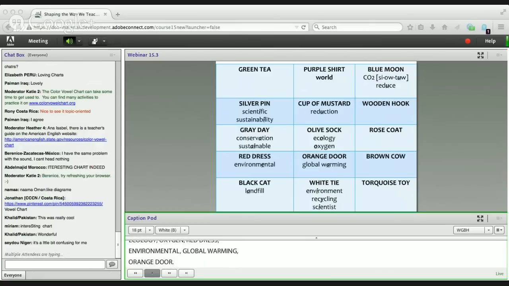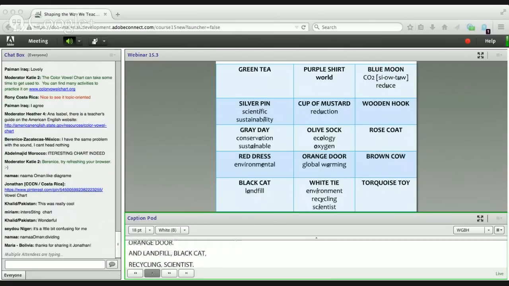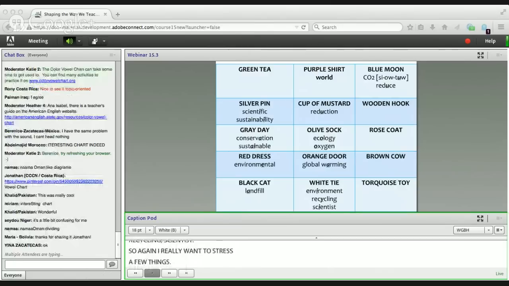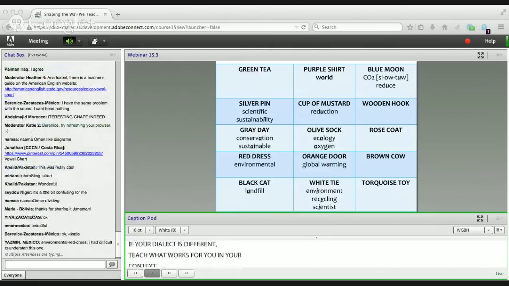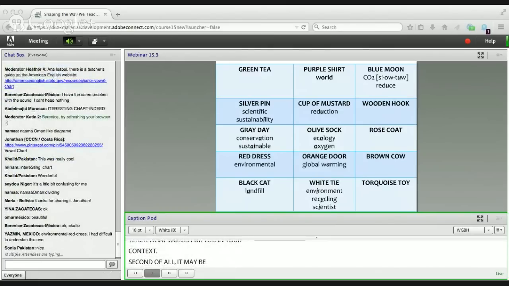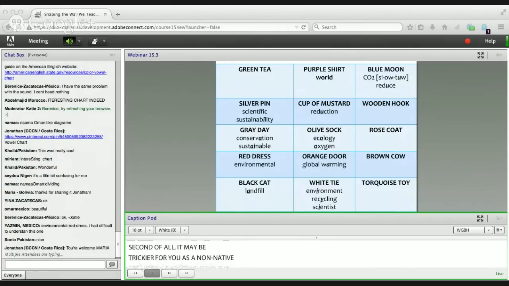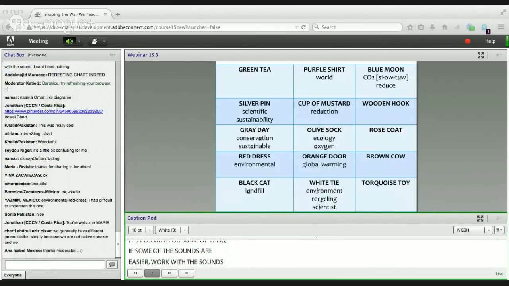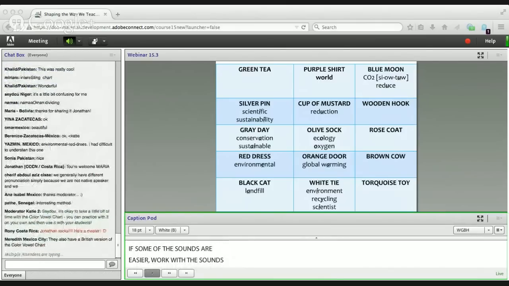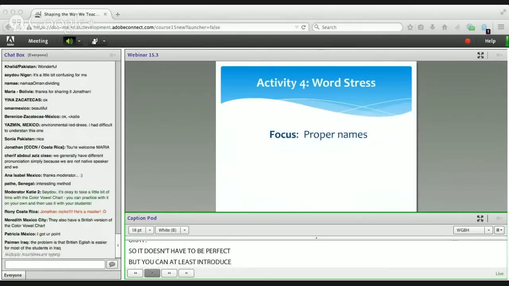So again, I really want to stress a few things here. First of all, if your dialect is different, this is American English. If your dialect is different, teach what works for you in your context. And second of all, it may be trickier for you as a non-native speaker English teacher, but if some of the sounds are easier, work with the sounds that you do feel most confident with, and steer away from covering sounds that you're not as confident about, okay? So it doesn't have to be perfect, but you can at least introduce them to the concept and let them practice if you feel comfortable enough with it.